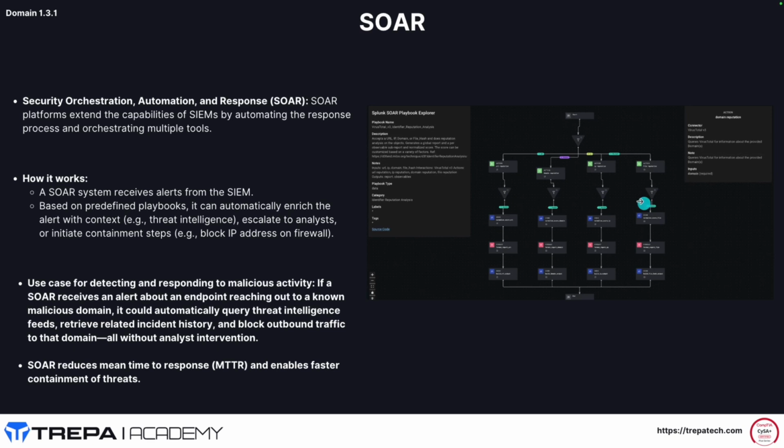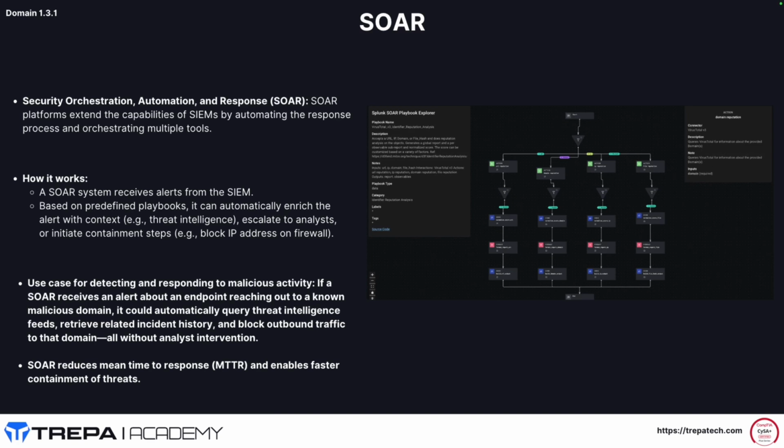So, how it works, again, a simple snippet here. A SOAR system receives an alert from a SIEM based on predefined playbooks that you create or that's AI enabled, or ML, AI, LLM created. Okay, I'm just going to say AI, right? Too many acronyms. It can automatically enrich the alert with context, escalate to analysts, or initiate containment steps.